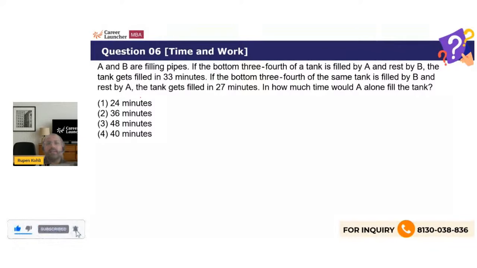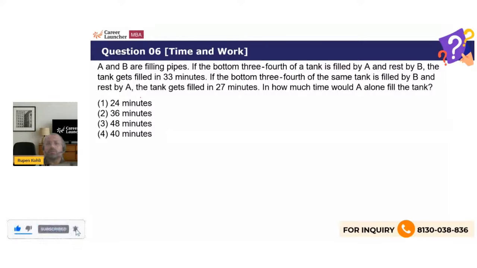A and B are filling pipes. If the bottom 3/4 of a tank is filled by A and the rest by B, the tank gets filled in 33 minutes. If the bottom 3/4 of the same tank is filled by B and the rest by A, the tank gets filled in 27 minutes. In how much time would A alone fill the tank?